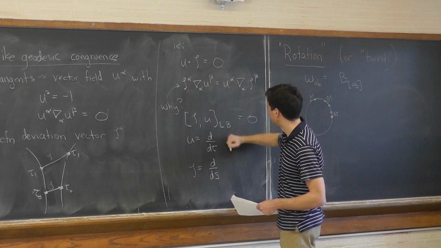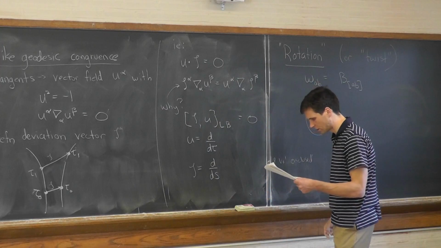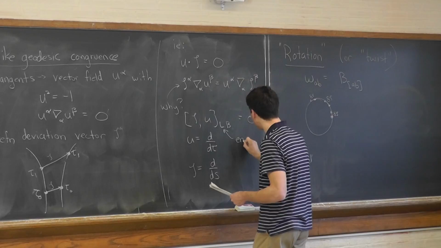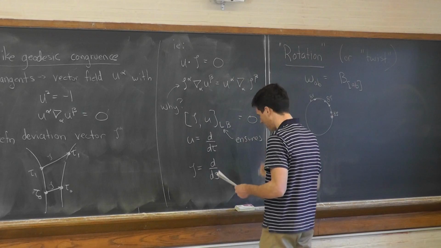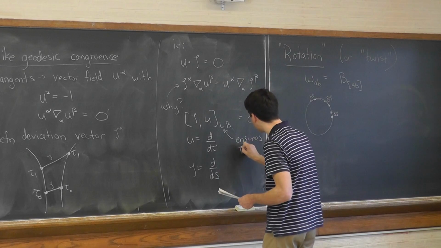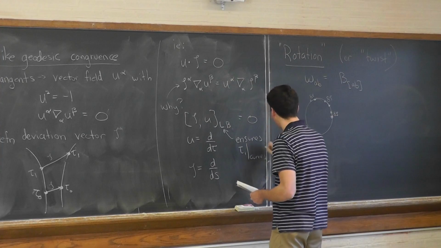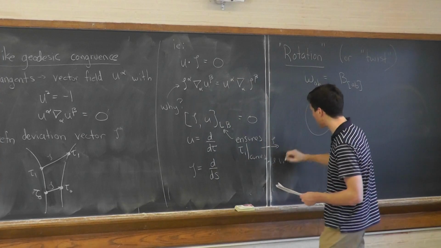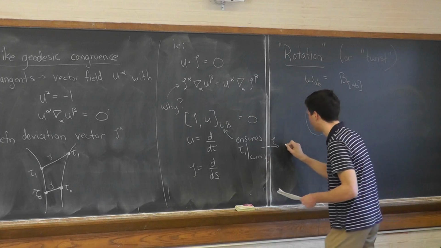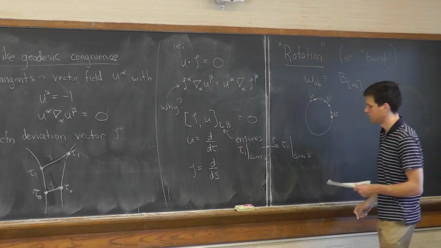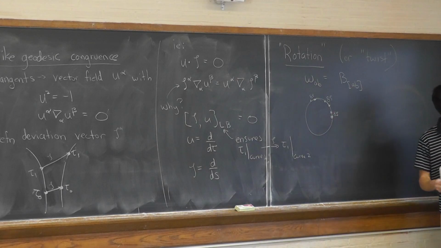So, if I want to put this in words, this ensures that τ₁ on curve 1 maps, by adding ζ, to τ₁ on curve 2. Is this just first order? Yes, this is all infinitesimal.